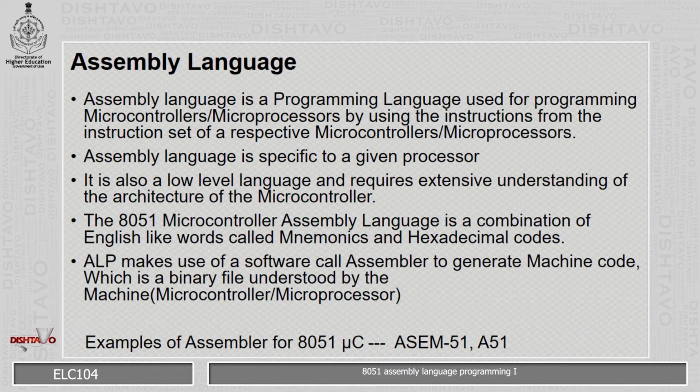The 8051 microcontroller assembly language is a combination of English-like words which are called mnemonics and hexadecimal codes. Assembly level language programming makes use of a software called an assembler to generate machine code. Machine code is a binary file understood by the machine. Machine, here I am referring to a microcontroller or a microprocessor. Some examples of assemblers used for the 8051 microcontroller are ASM51 and A51.